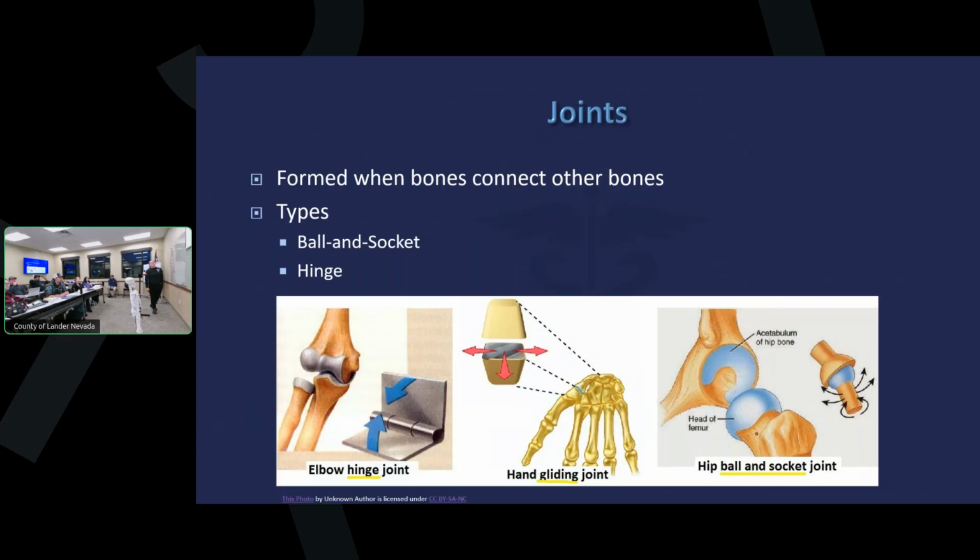So, different kinds of joints. We have an elbow hinge joint. That one's pretty simple, right? Our elbow can only move one way. We're not moving it back, right? And we have our ball and socket joint. That's like your hip joint, where you can move it forward, backwards, to the side. And then we have other joints in here called a hand gliding joint. And that's what allows your thumb to move as it does.